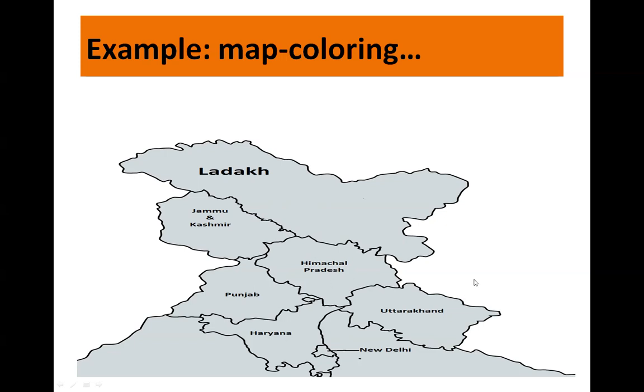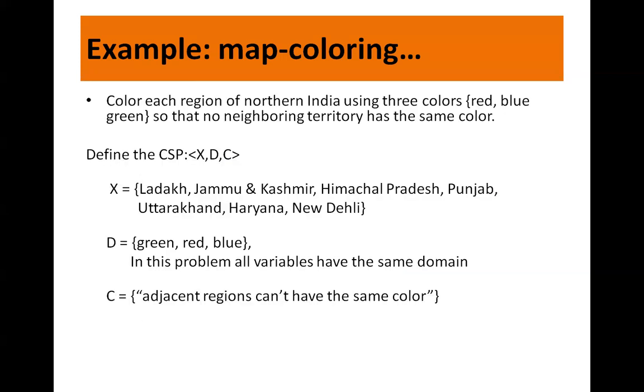So what we do now is try to convert this into a constraint graph problem, right? Before that, let us see how we convert it into the map coloring formal definition. Right? So color each region of northern India using three colors, that is the domain red, blue and green, so that no neighboring territory has the same color. So formally we define a CSP as X, D, C. What is X? All the state names, which we already saw: Ladakh, Jammu Kashmir, Haryana, New Delhi.